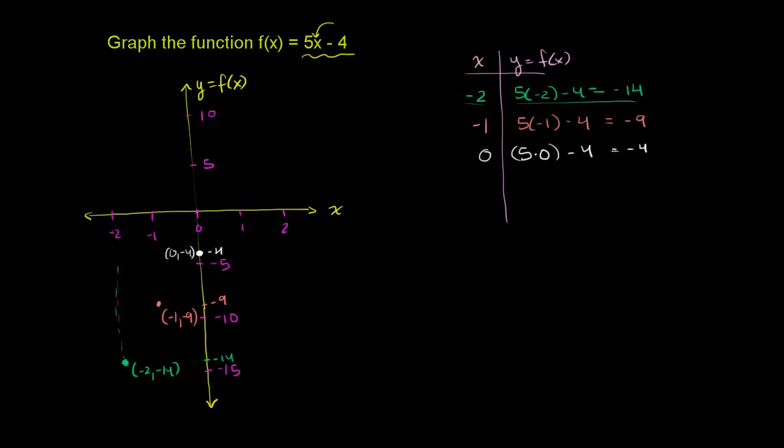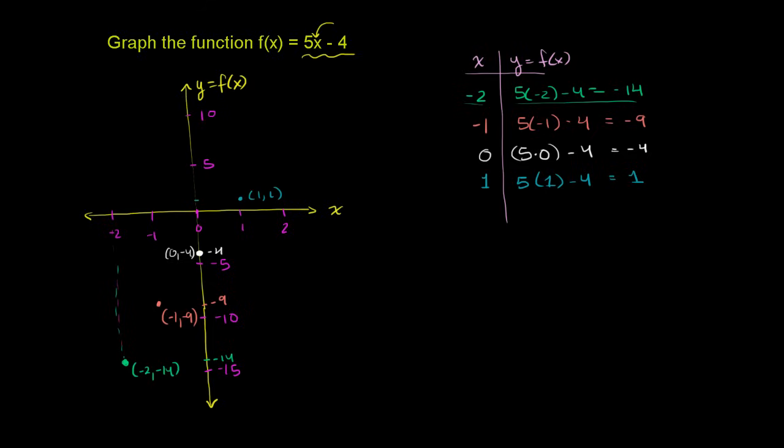Let's keep going. What happens when x is equal to 1? When x is equal to 1, f of x is equal to 5 times 1 minus 4. 5 times 1 is 5, minus 4 is equal to 1. So we get to the point 1, 1. So 1 and then 1 is right about there. So this is the point 1, 1.